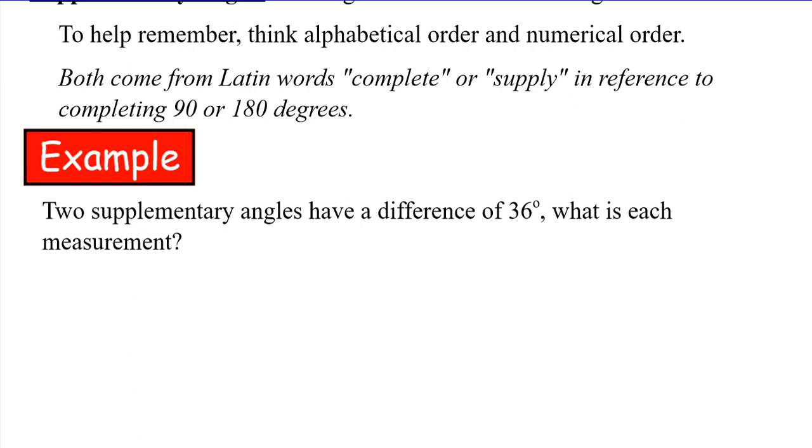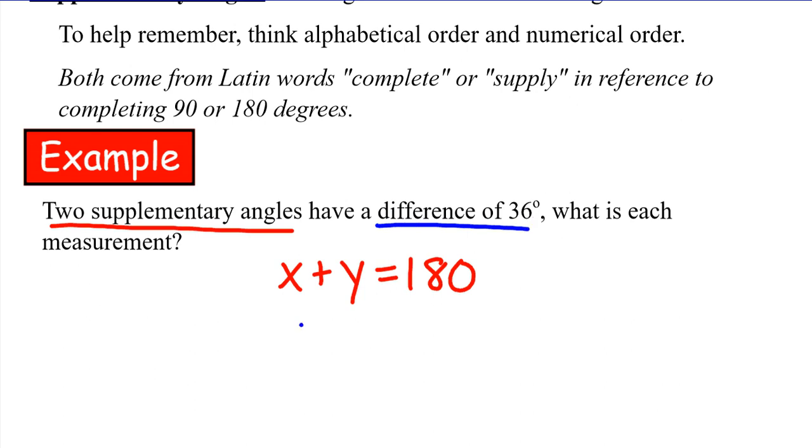It says two supplementary angles. Let's just pause right there. Two supplementary angles. If they are supplementary, S comes after C, so that means that they add up to be 180 degrees. So that clue tells me X plus Y equals 180 degrees. Now it says they have a difference of 36 degrees. That means if I subtract them, they'll equal 36 degrees. What is the measurement of each?